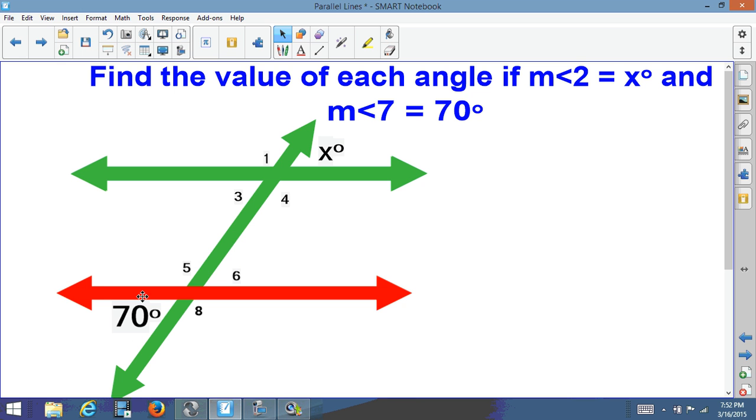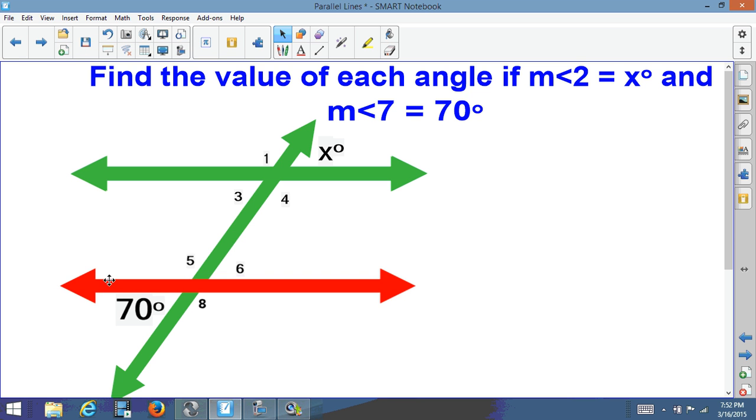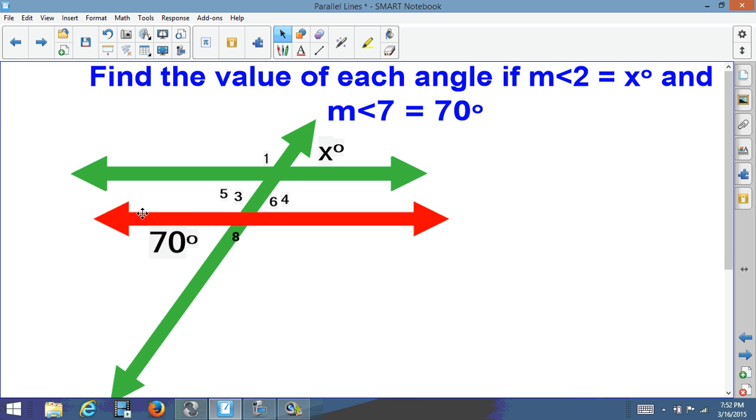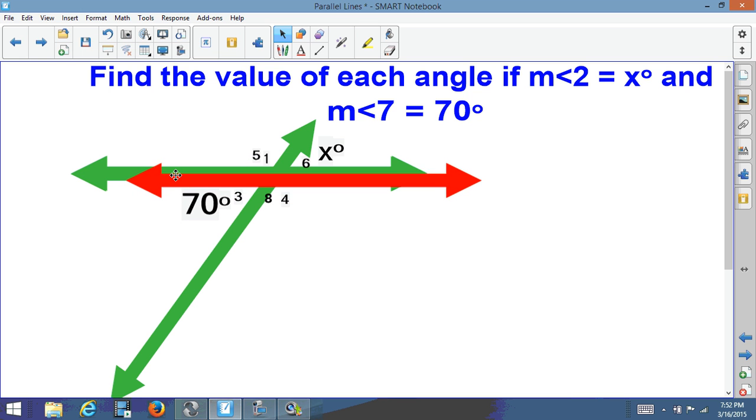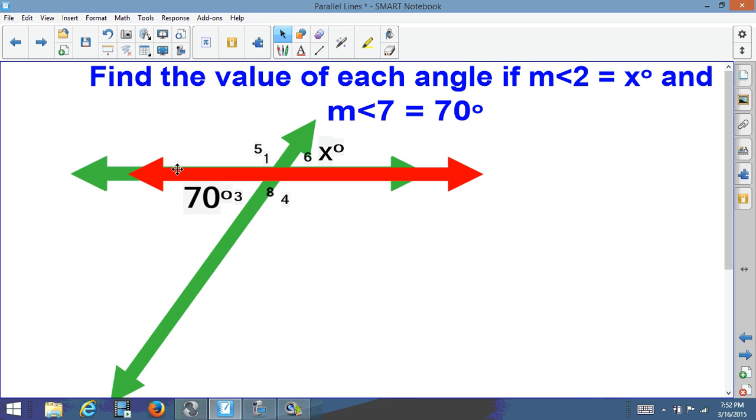So if I took this red line and brought it up to overlay it right on top, because they were parallel, and I laid it right on top of the first line, I would have these same angles located up here. So angle 1 and 5 would be the same because they correspond. Angle 3 and 70 degrees correspond. Angle 8 and 4 correspond, and angle 6 and x degrees correspond.